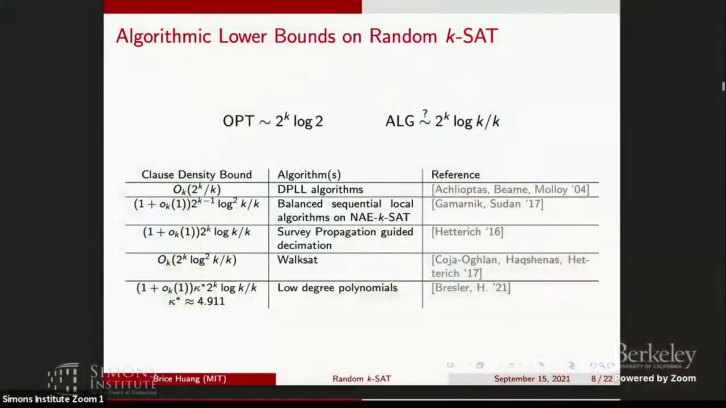This result is part of a long line of algorithmic lower bounds on random k-sat. Of these results, there's 2 that I want to highlight. First is the result of Gamarnik and Sudan against balanced sequential local algorithms on NAE k-sat. This uses a very nice argument, which is quite related to our techniques. And second is the paper by Hetterich against survey propagation guided decimation, which you'll notice gets all the way down to the predicted value of alg. So that's the first result that gets all the way down to alg.